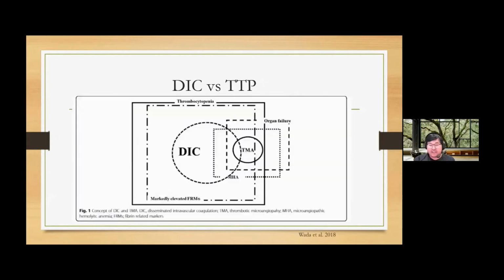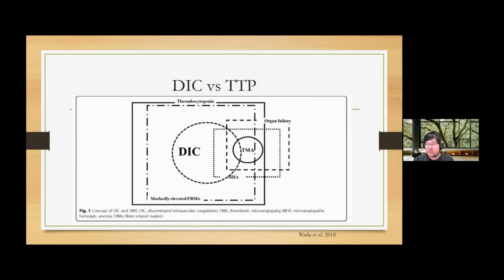So I found this really nice graph about thrombocytopenia. You can ignore everything else, but DIC and TMAs, which includes TTP, there's some overlap in the middle. So it's very easy to think one can be the other.